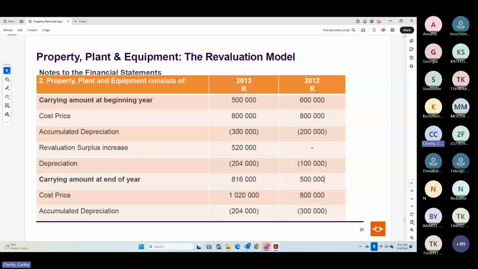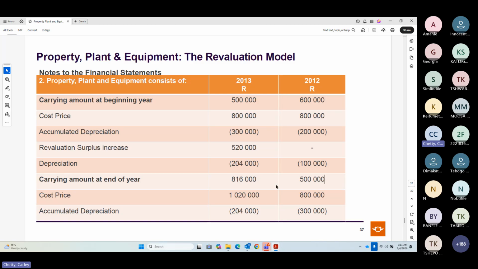Remember, we said debit accumulated depreciation, and we credited the plant cost. So we set off this 300,000. So we cannot include it in the closing balance. This closing balance will only be made up of the current year movement on the depreciation of 204,000. So then we have our cost price at the end of the year minus the accumulated depreciation, and that will give us a closing carrying amount of 816,000 at the end of 2013. So this is the carrying amount at the end of the year.